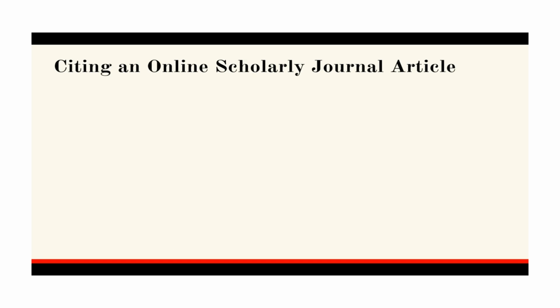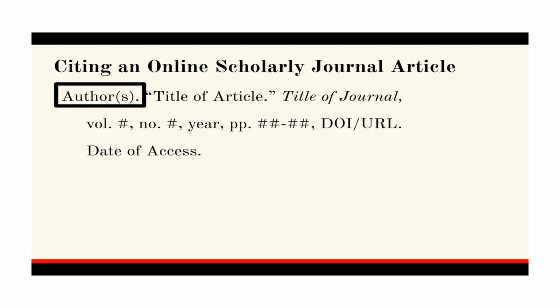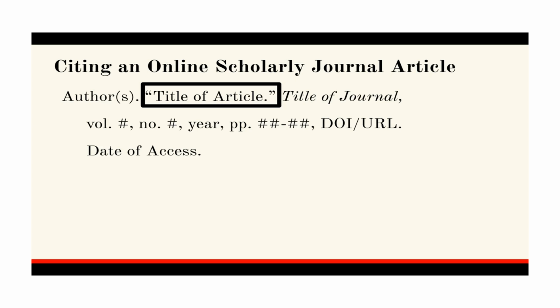The next citation type we will cover is an online scholarly journal article. This citation is only for articles found on websites, not for articles found on online databases. That citation type will be covered later. The citation starts again with the author, formatted as we mentioned before. Next, the title of the article appears in quotation marks, in title case with a period ending.